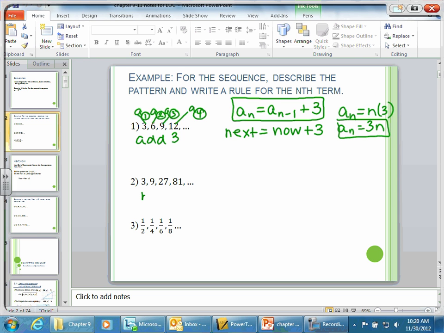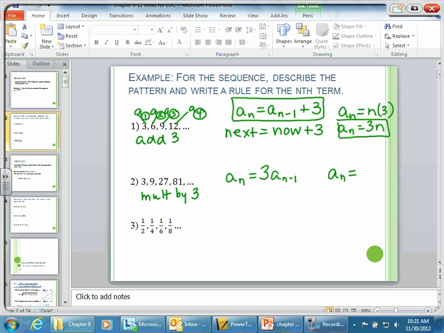Good. So you are multiplying by 3. So how can I write that? Well, I could take a sub n, and I could take the previous term and multiply it by 3. But we have to know the previous term for this one. So how could I write it where all I know was n?